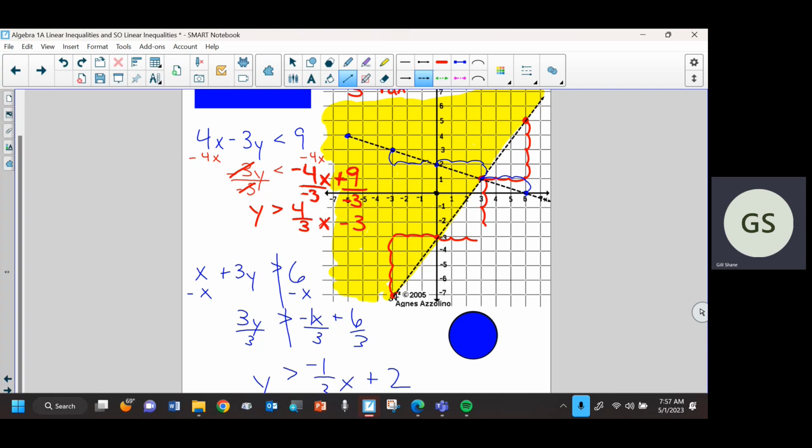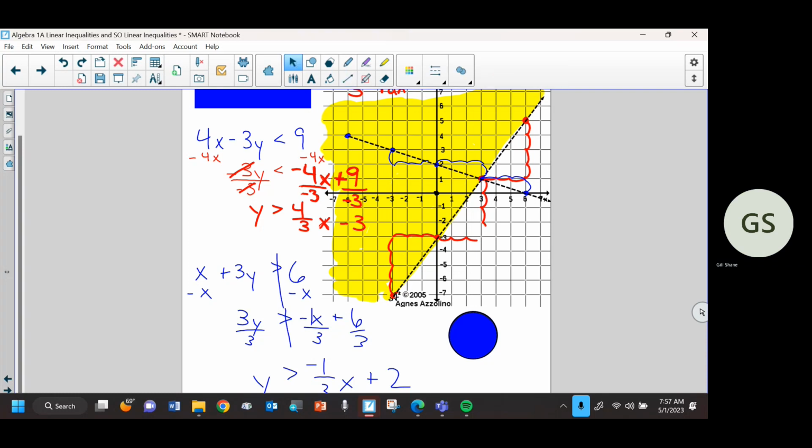Now I have to do this. Is it a dashed or a solid line? I made it dash already, so answer that. The symbol is just greater than. There's no or equal to part, so it has to be a dashed line. Now I can go ahead and ask, which side do I shade? Because I do have to shade for your final answer.